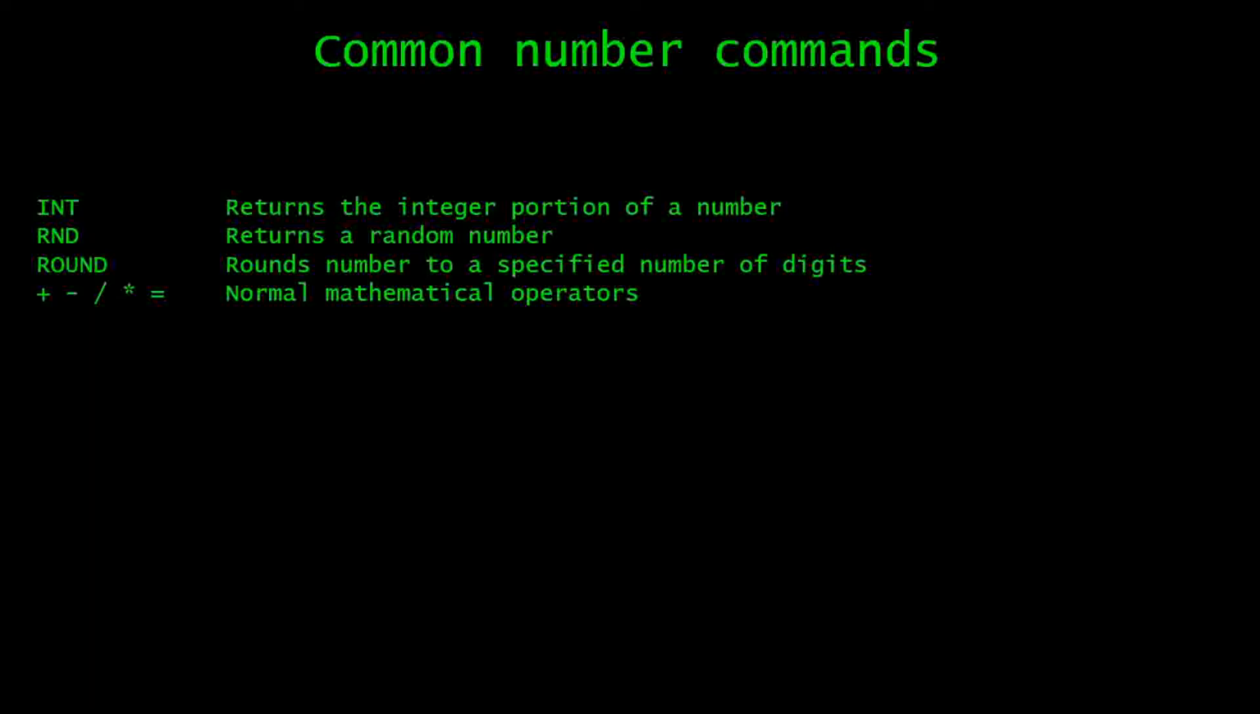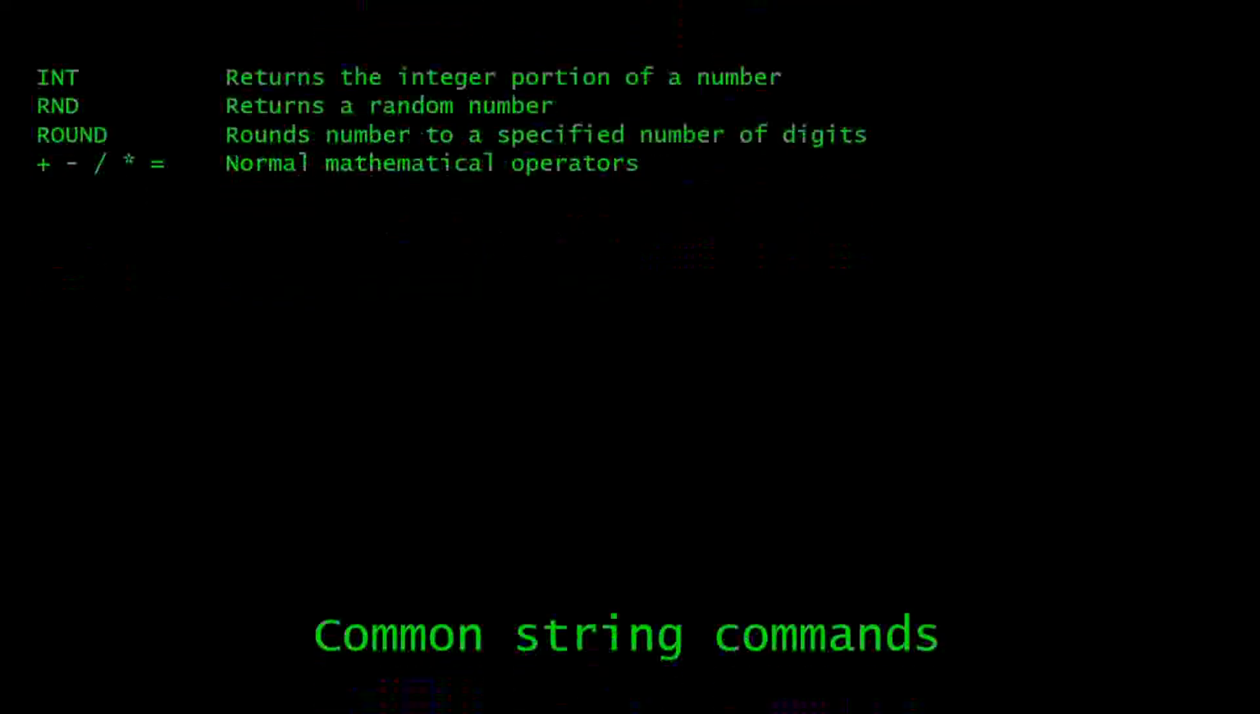Beyond the normal mathematical operators you would remember from grade school, there are three common commands that you are likely to come across when working with numbers in VBA. The Int command will return the integer value of the number fed into it. The Rnd command will provide a random number, and the Round command will round a value to the nearest placeholder you specify.